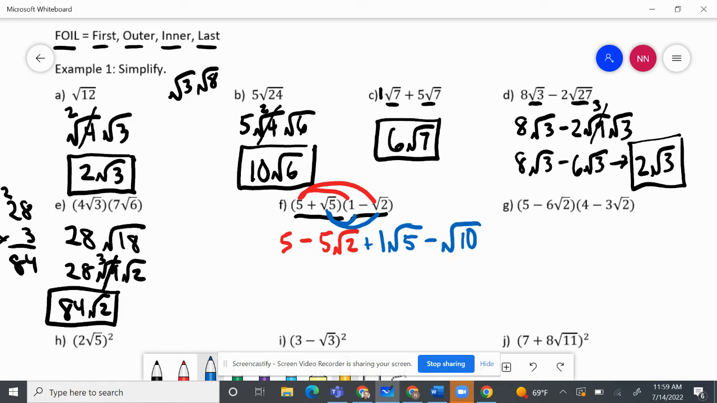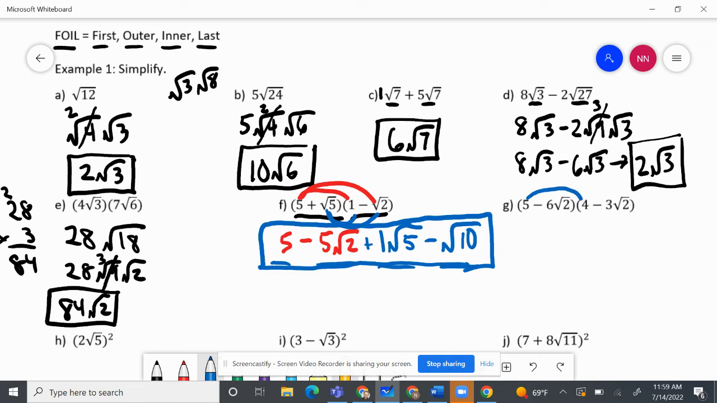Now, what we notice is that we have a whole number, a √2, a √5, and a √10. None of these are like terms, so our answer is really complicated. It's this polynomial right here. It has 4 terms.